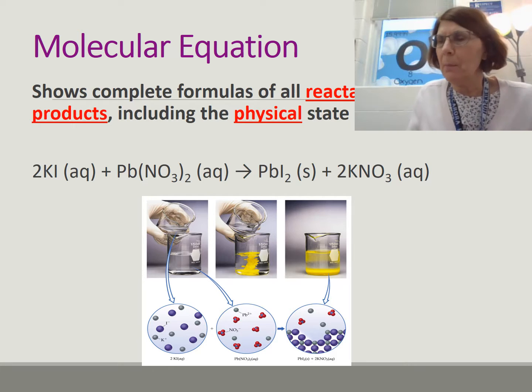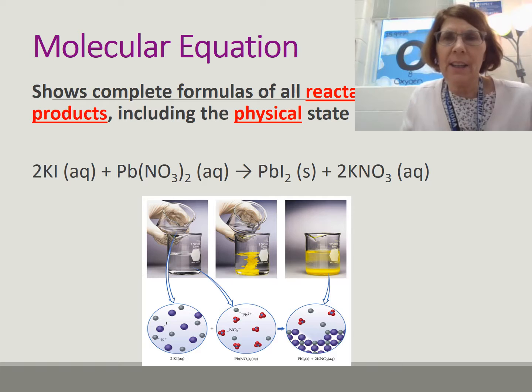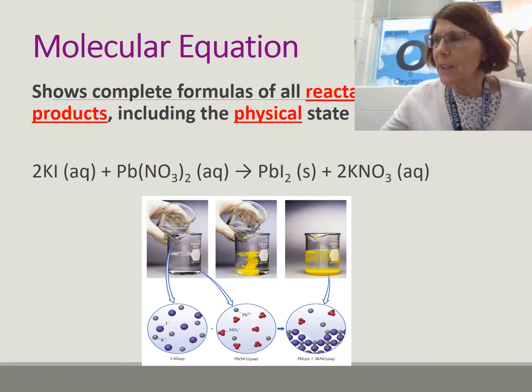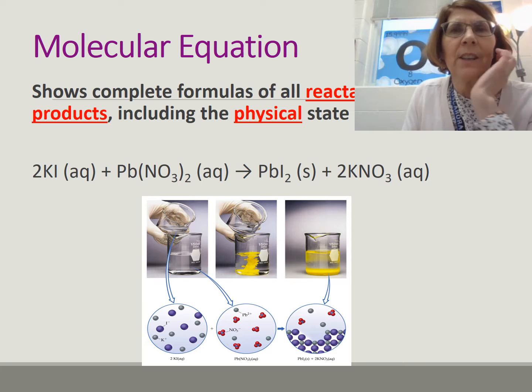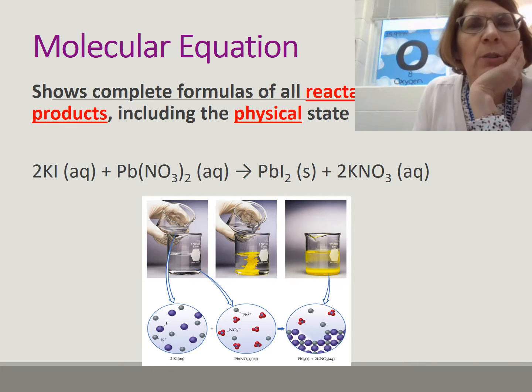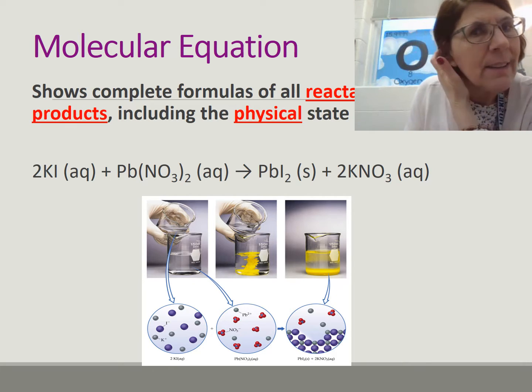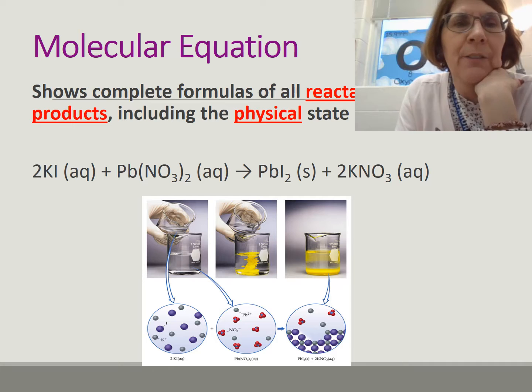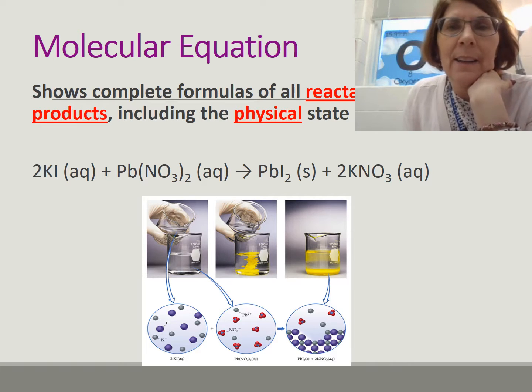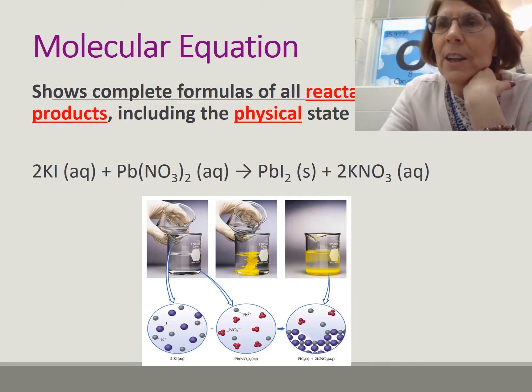So we're going to talk about molecular, ionic, and net ionic equations. You want to have your yellow solubility chart and your periodic table. Molecular equations, basically, we do the whole formulas of the reactants and products, including the physical state. So we have to identify on the product side whether we have a solid or not.